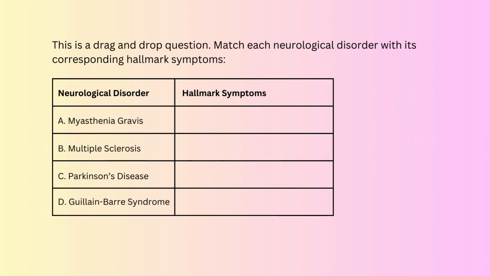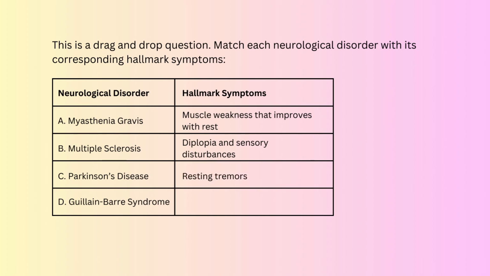Myasthenia gravis is characterized by muscle weakness that worsens with activity and improves with rest. Multiple sclerosis often presents with diplopia and sensory changes. Parkinson's disease features resting tremors as a hallmark symptom. Guillain-Barré syndrome presents with ascending paralysis, starting in the legs and moving upward.